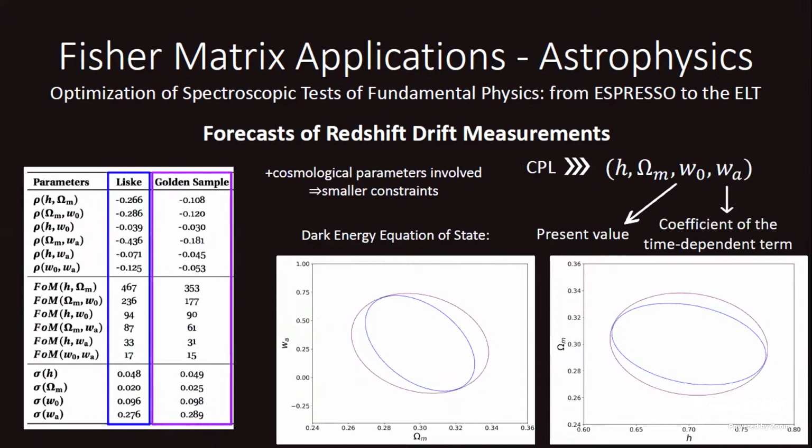Now I can introduce to you another model. There is the CPL. So we have the H and omega m as well, where we have W0 and WA. This corresponds to the dark energy equation of state. The W0 is the present value, and the WA is the coefficient of the time-dependent term. And you can see in a few results and in the table that if we add more cosmological parameters, we will have smaller constraints in pretty much the same, and the figure of merit will also decrease as well, because it will have smaller constraints, the signal-wise.